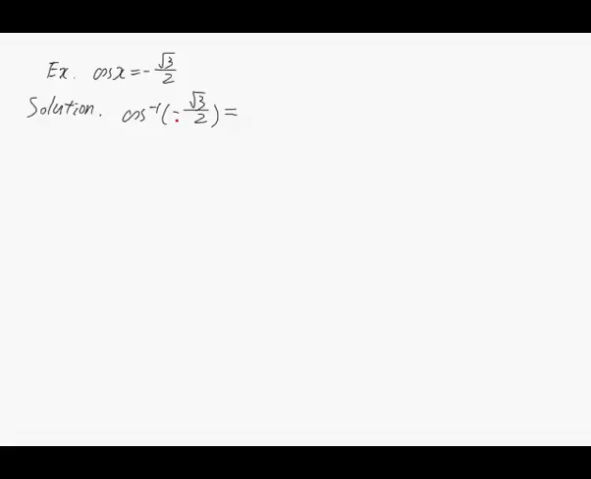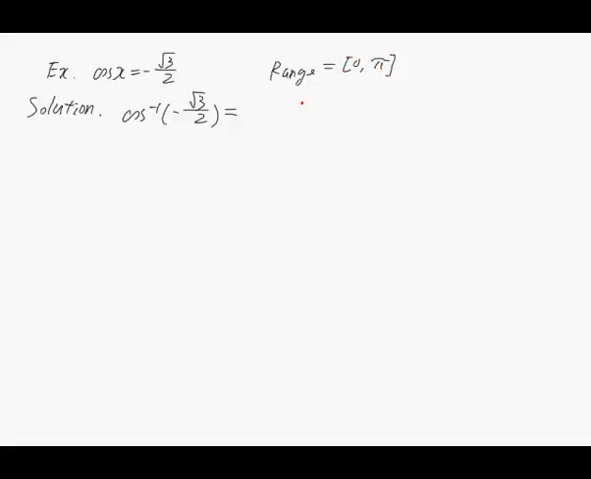What is the inverse cosine of negative root 3 over 2? What is that angle? Negative pi over 6. Now, you need to check the range of the inverse cosine function. What is the range of the inverse cosine function? 0 to what? Pi, right? For the inverse cosine function, the range is 0 to pi.